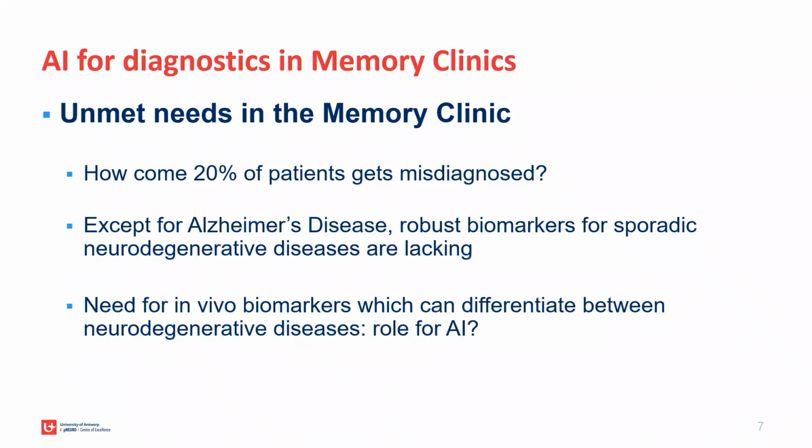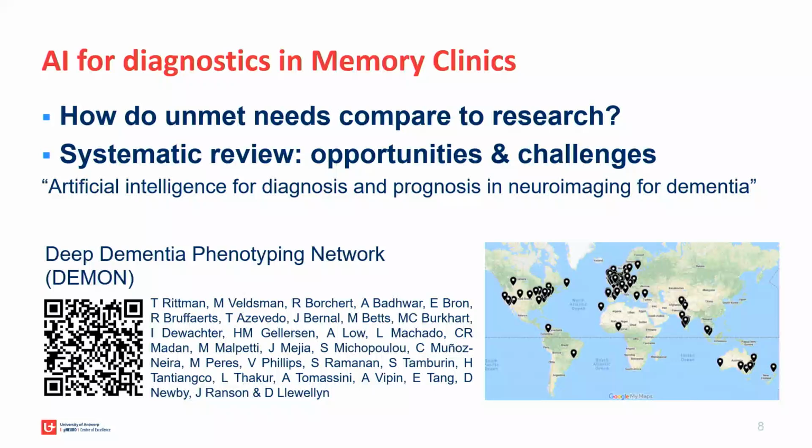Well, the most likely reason for this is that except for Alzheimer's disease, robust biomarkers for sporadic neurodegenerative diseases are lacking. So what we're actually looking for in the memory clinic are in vivo biomarkers which can differentiate between neurodegenerative diseases. Here, sensitive tools like AI in neuroimaging may be able to play an important role. So together with the Deep Dementia Phenotyping Network, or the DEMON network, we try to map these unmet needs and to compare them to the current research efforts.